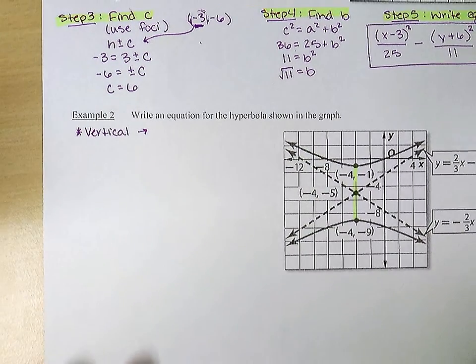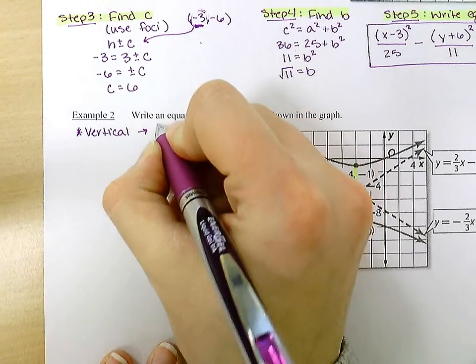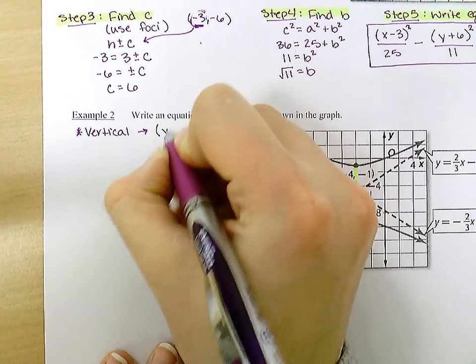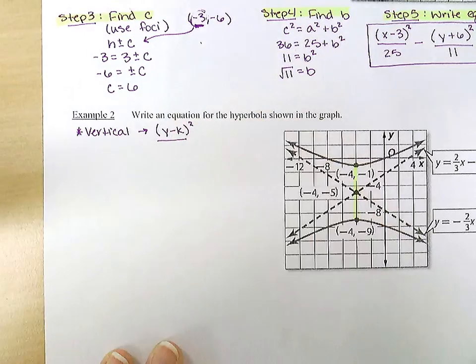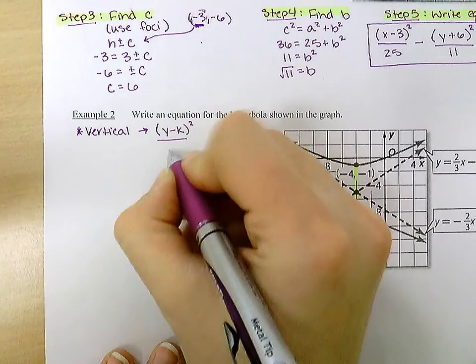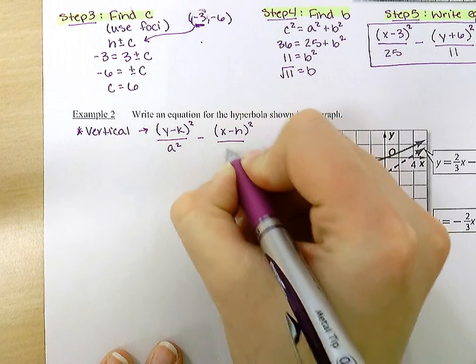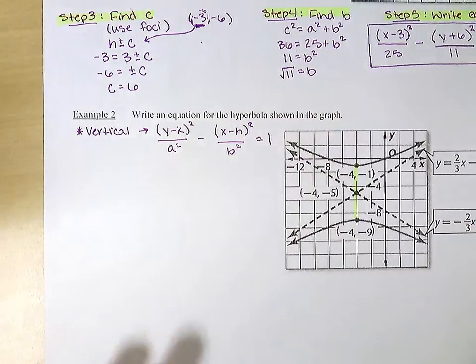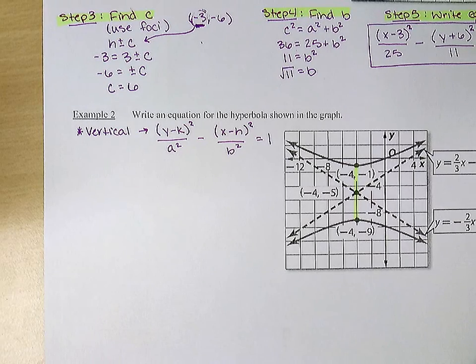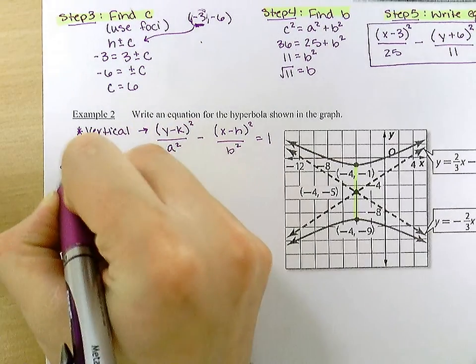So the equation from the front then would be (y minus k) squared over a squared minus (x minus h) squared over b squared is equal to 1. Okay, so that's the equation I need to plug my values into. So I need h, k, a, and b. First thing I always try and find is that center point, which is at (h, k). So that is, again, step 1.